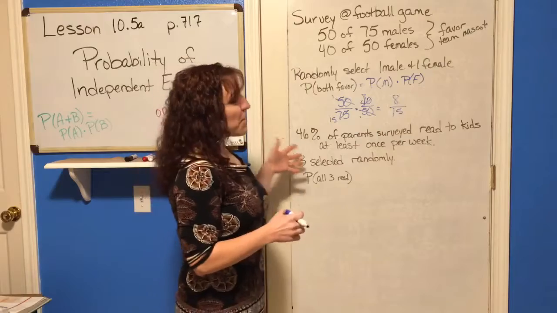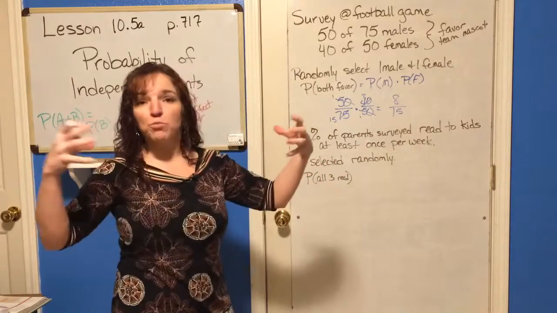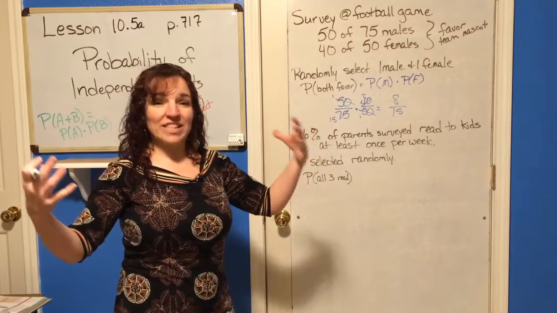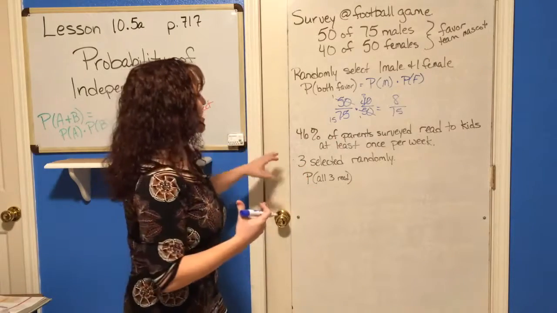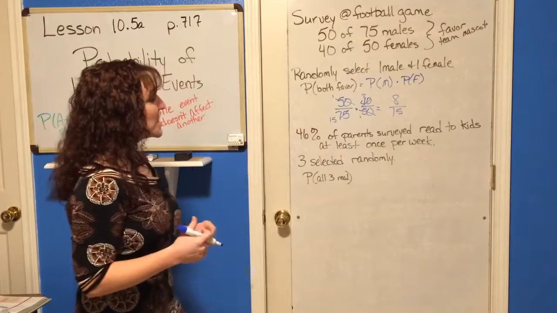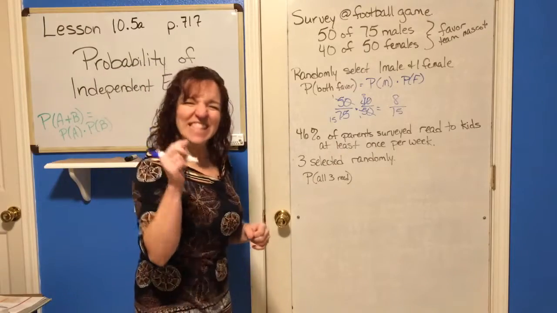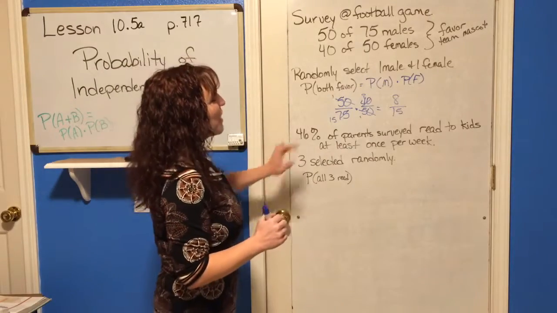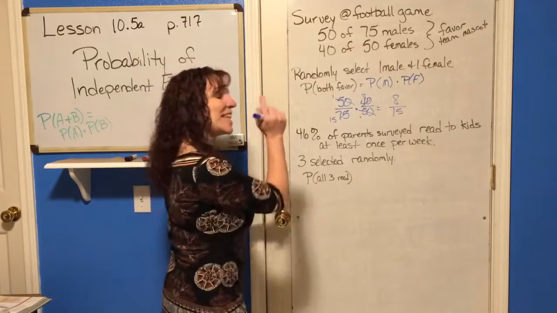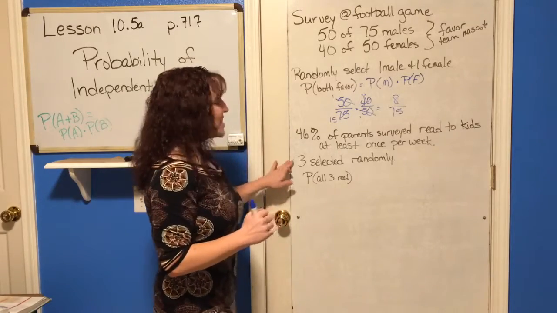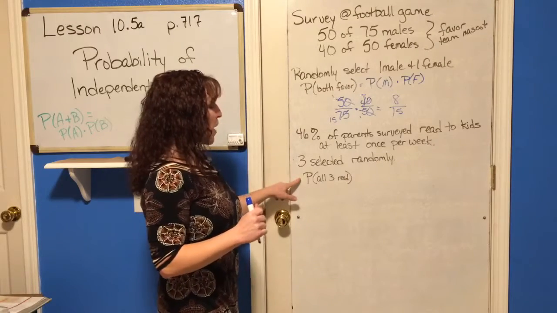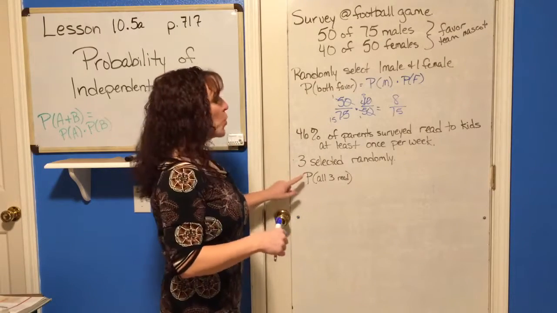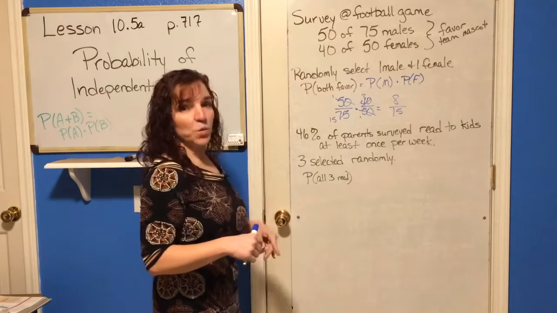Now, the same type of thing applies if you've got multiple different events. As long as one doesn't affect the other, all you do is multiply those. And here's an example of that. 46% of parents surveyed read to their kids at least once a week. If I select three parents at random, what is the probability that all three of them will read to their kids at least once per week?